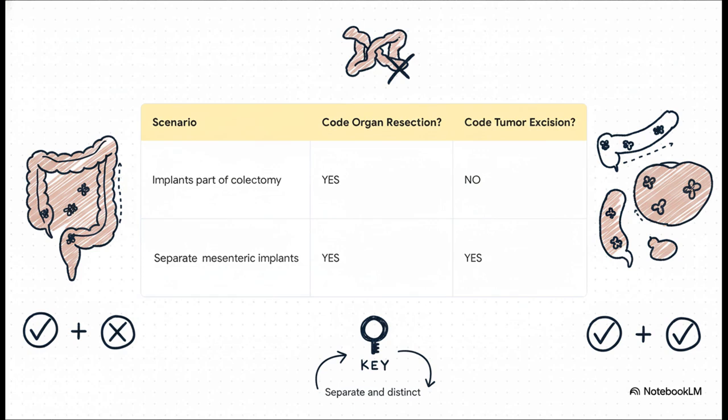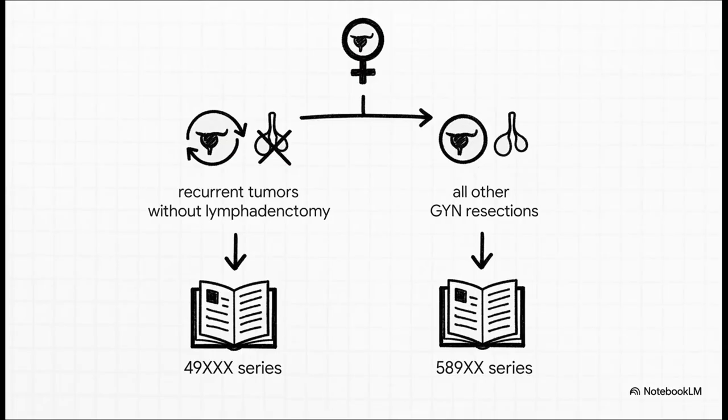But if the surgeon removes the colon and then moves to a totally separate area, like the mesentery, to cut out other tumor implants, then yes, you code for both procedures. The key phrase to remember is separate and distinct. Now, you're going to want to pay close attention here because there is a very specific exception you have to know for gynecologic or GYN cancers.